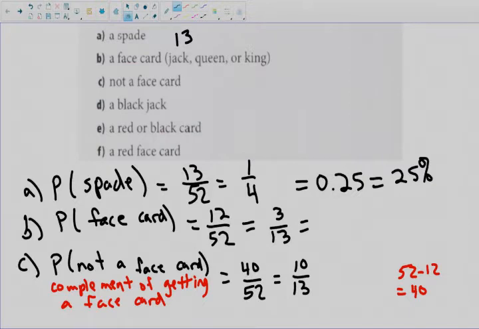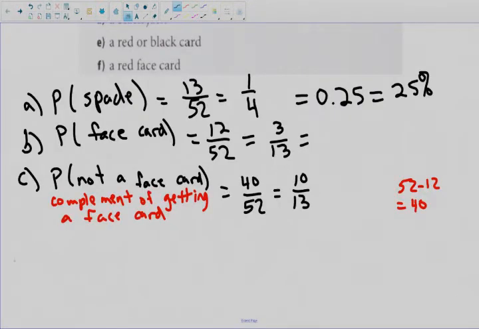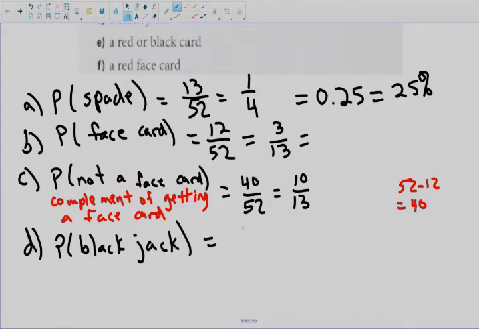For a black jack, well, how many black jacks are there in a deck of cards? Well, there's the jack of spades and the jack of clubs. So there are 2 black jacks out of 52. If we want to simplify this fraction, both of these are divisible by 2, which gives us 1 in 26.